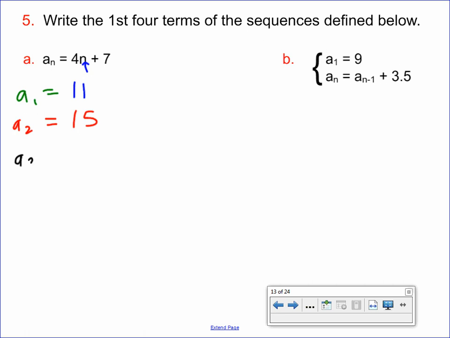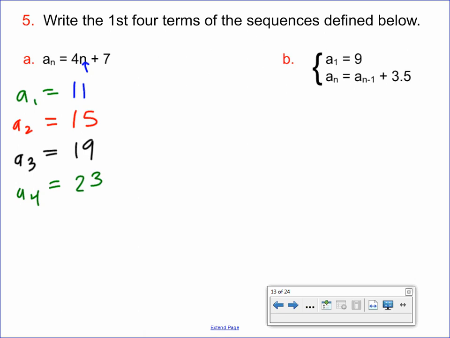You guessed it, a sub 3 would be gained by evaluating my explicit formula when n equals 3. 4 times 3, 12, plus 7, 19. And our last of the first 4 terms would be given by 16 plus 7 is 23.